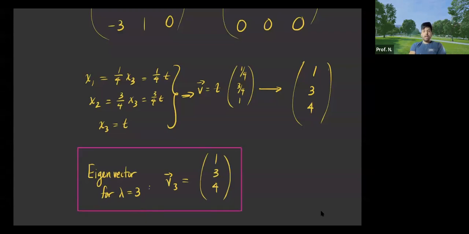I found 3 eigenvectors, and they're all linearly independent. When you put them together, they are a basis for all of R3 because you have 3 linearly independent vectors in a 3-dimensional space. So it's R3. So it's a basis.